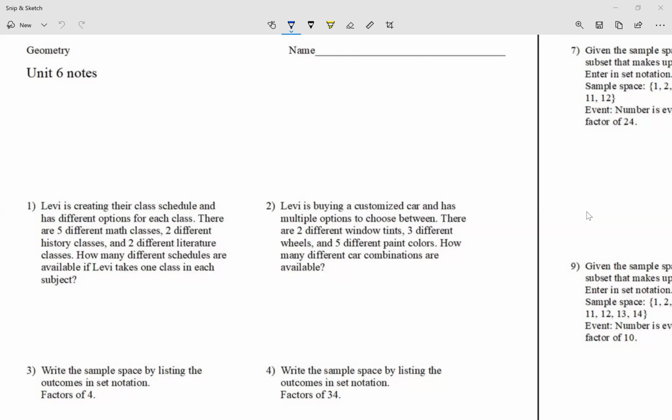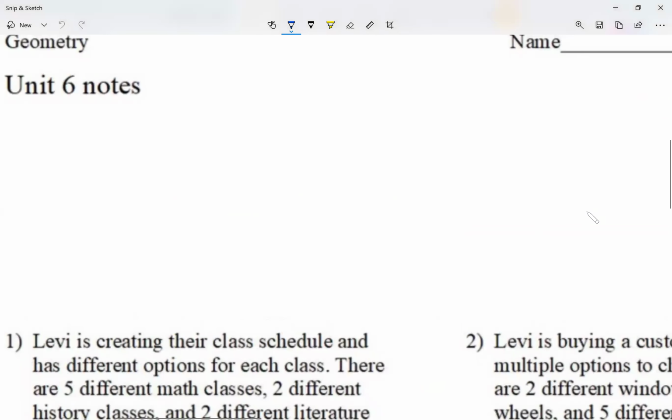Well, this unit is going to be about probability. And the first thing we're going to do in probability is we're going to talk about choices. When we have choices, let's say I have a car. Let's say I have a card and I have a few choices where I'm going to choose my card.